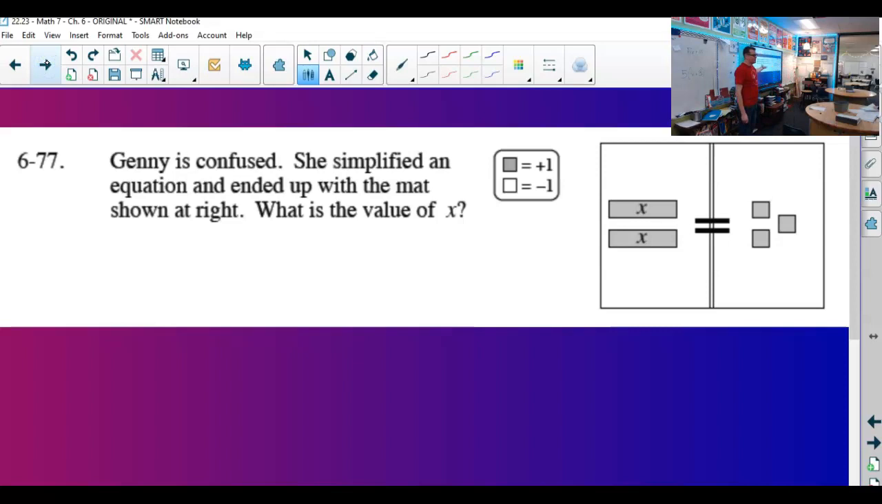So, hey, check this out. Turn to your partner. What is x? Check out what they give us. Turn to your partner. What is x? You can write it down on your graph paper if you want.